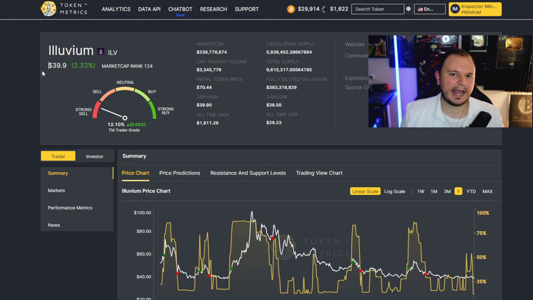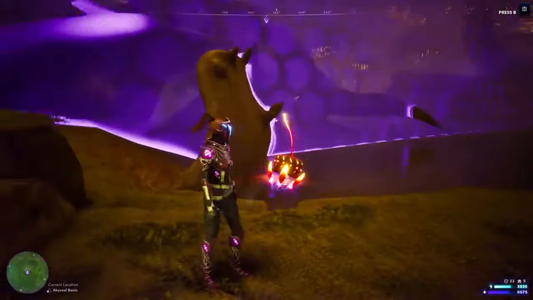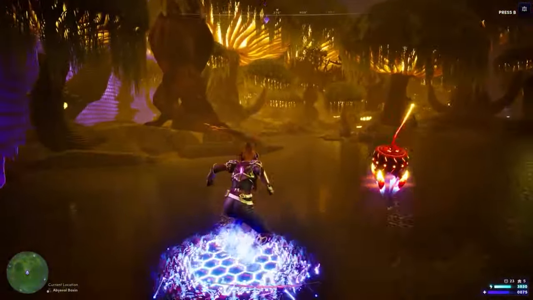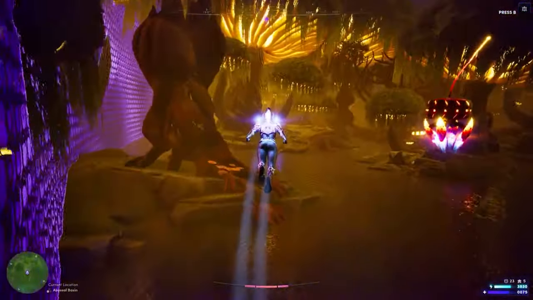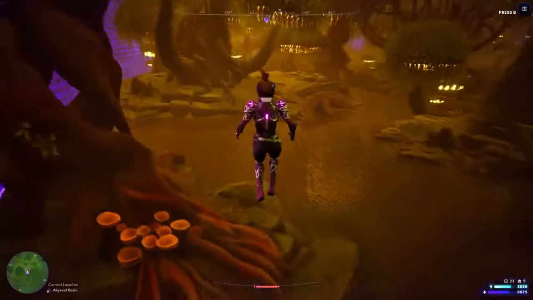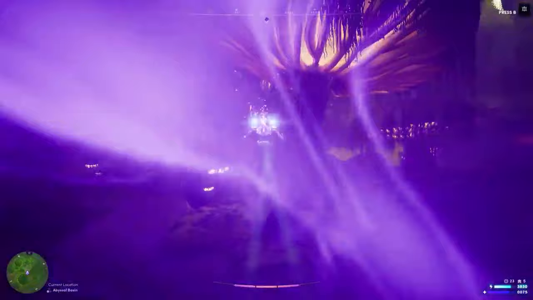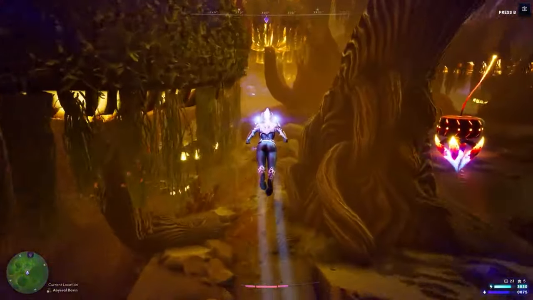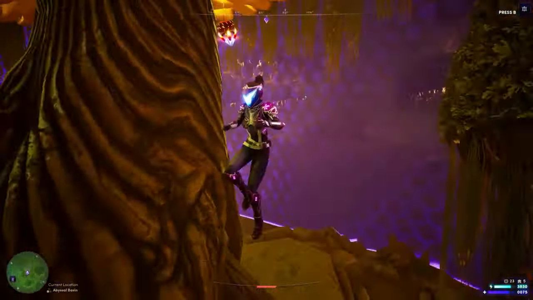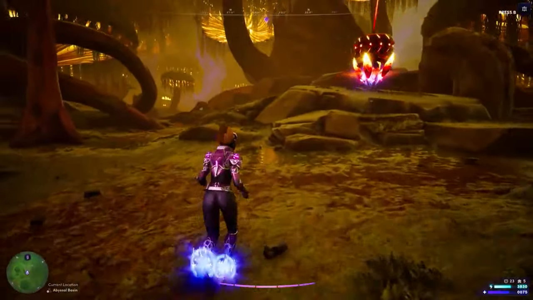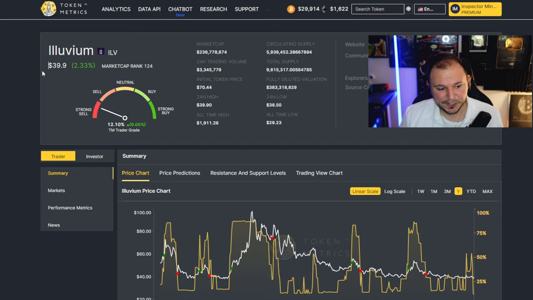Now, I have to say I am invested in Illuvium, and I also have to say I am down on that investment. Ever since I bought it at a much higher price, it's been steadily going down. So I may be a little bit biased here. I definitely don't want to put Illuvium on the S tier, and I definitely don't want to put Illuvium on the A tier, but it might deserve to be A. So let's dissect this a little bit.